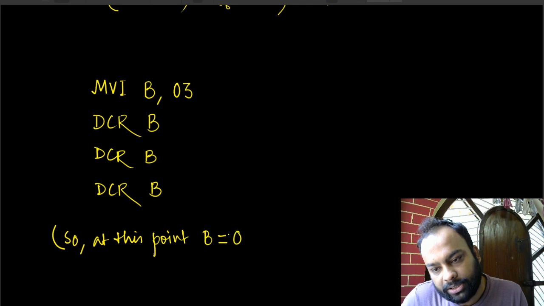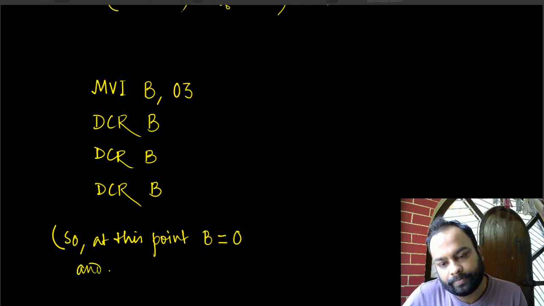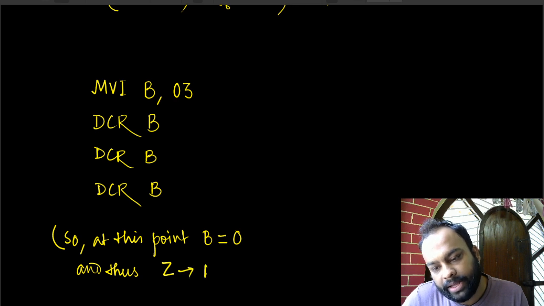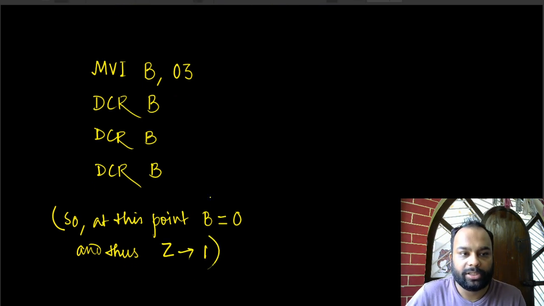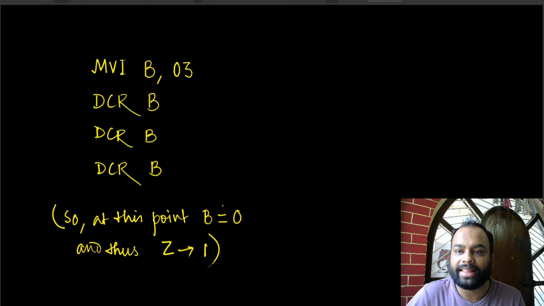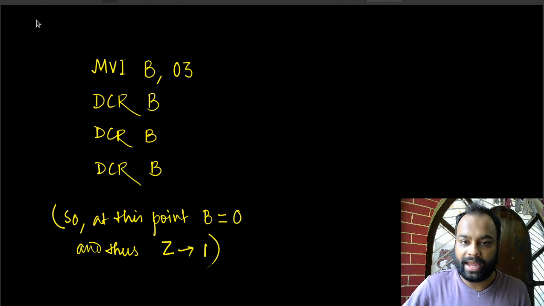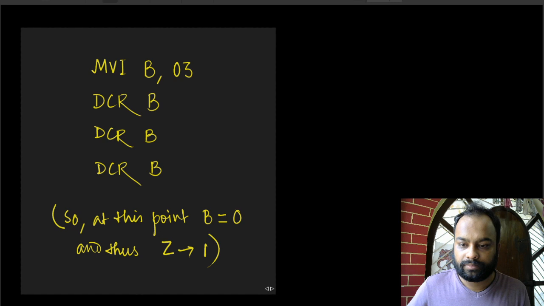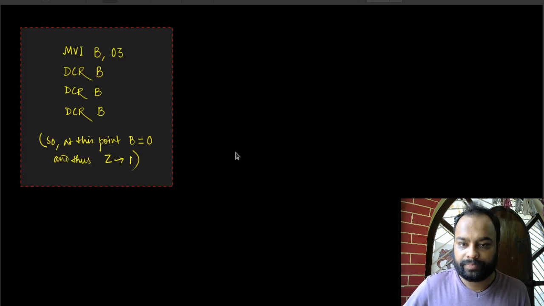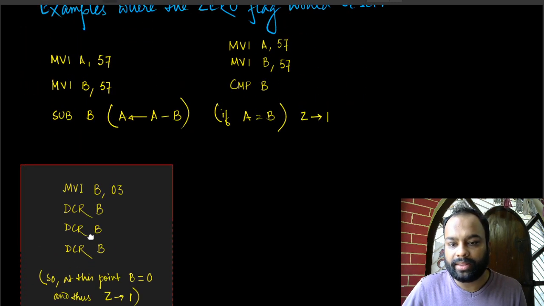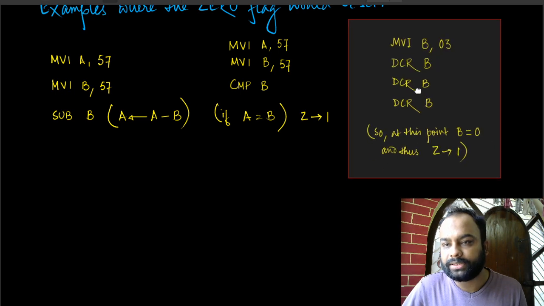So at this point, B equals 0, and thus the 0 flag is set. The 0 flag will indicate that the result of the last executed instruction was a 0. Something like that. So this is another example where the 0 flag would be set.